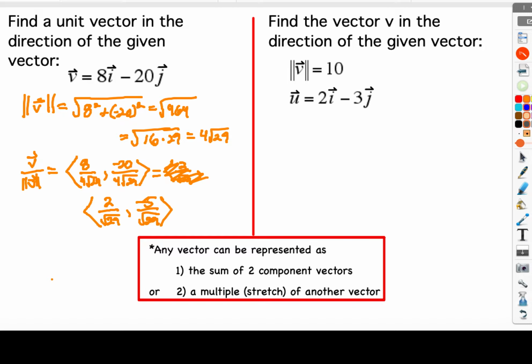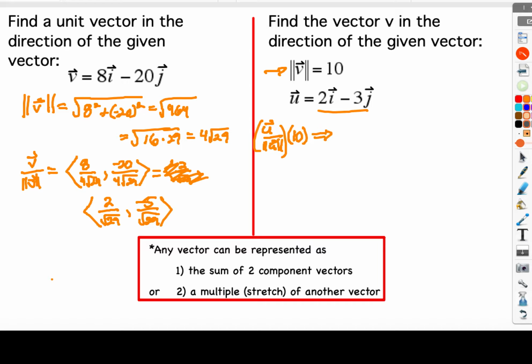Well, in that case, if we can shrink a vector to be of length 1, if we multiply that vector by something, we should be able to stretch a vector as well, right? Any vector can be represented, again, as a sum of its two component vectors, and it can also be a multiple or a stretch of another vector. So if I want a vector of length 10, right, I want the magnitude of vector v to be 10, but in the direction of the given vector, in the same direction as u, what I would really want to do is take vector u, divide it by its own magnitude, but then multiply that by 10. I'm going to shrink it to be of length 1, but then multiply by 10 and force it to be of length 10.